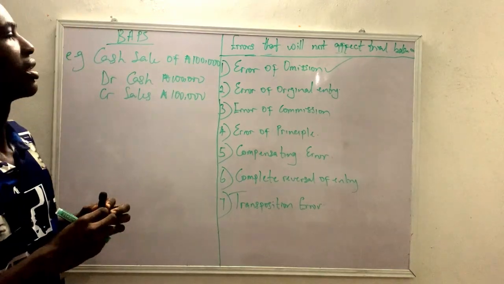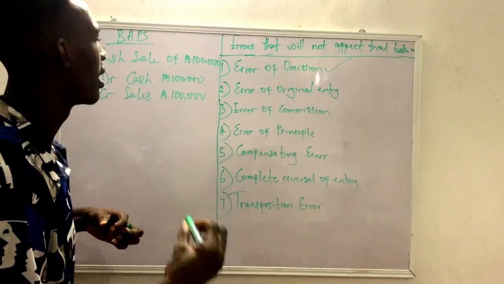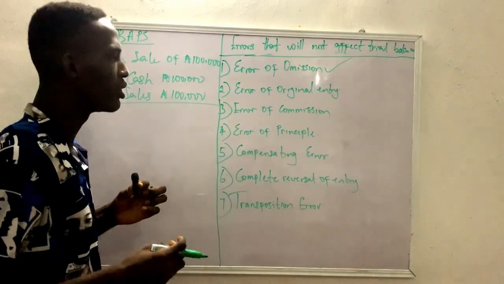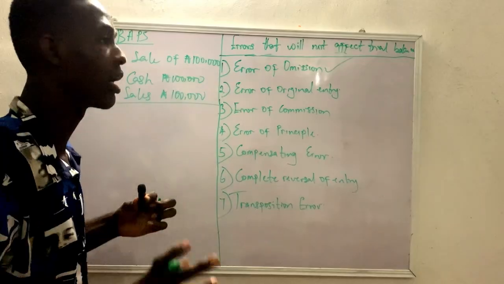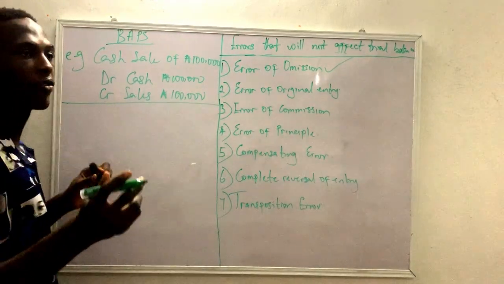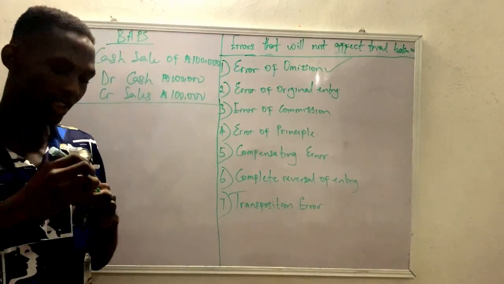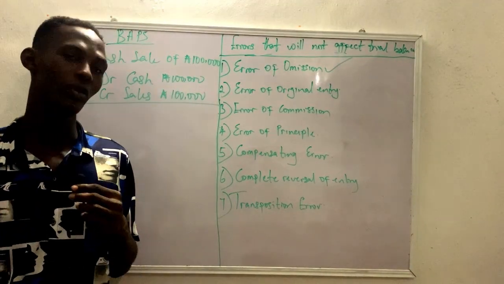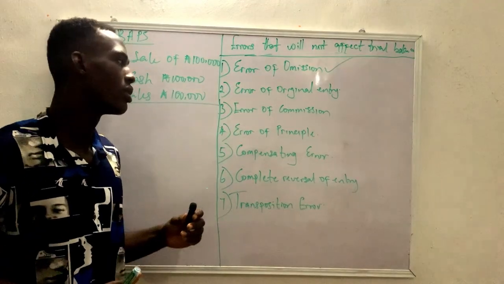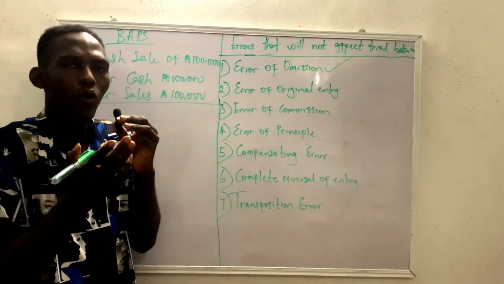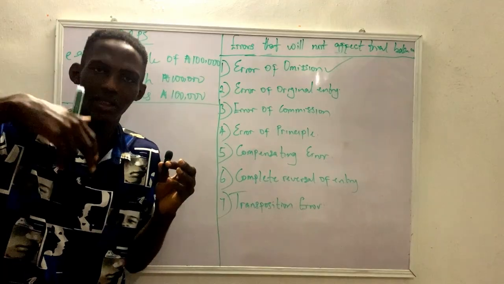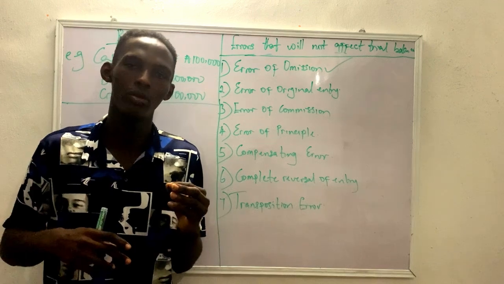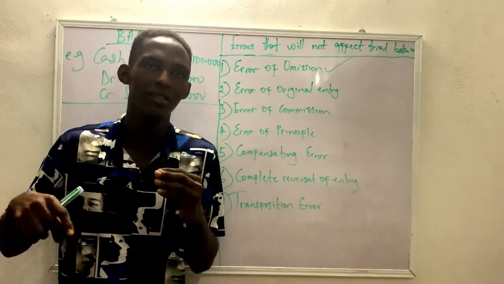Now, the next one is what? Error of commission. There's one key point that I want you to know. It is the type of error that is committed within the same class of account. So what do I mean? We have 5 elements of financial statement: assets, liabilities, income, expenses, and equity. So this error of commission is the type of error that occurs within expenses, or within assets, or within income. You understand? It could be within liabilities.